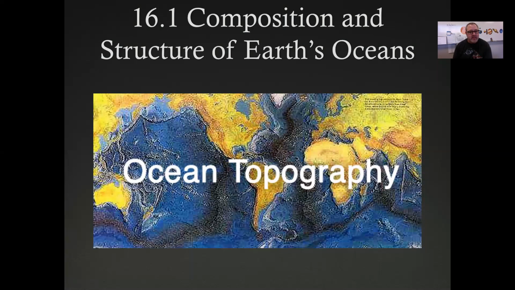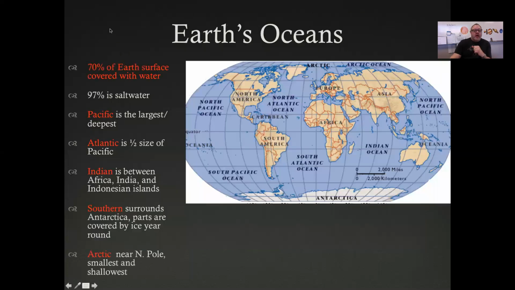Composition kind of means what it's made of. What kind of stuff would we find if we took a scoop of water out of the ocean and analyzed it? What kind of stuff is in there? And it's not exactly the same all around the entire Earth. The composition changes depending on where the water is located. Also, we'll talk a little bit about the structure of the Earth's ocean, or rather the topography underneath the Earth's ocean. All right, here we go.